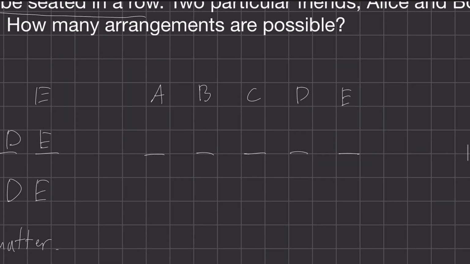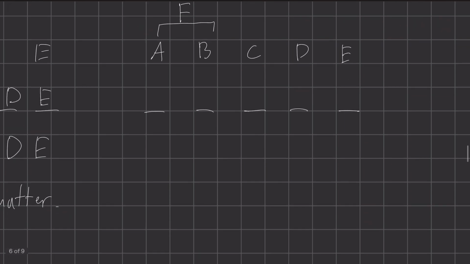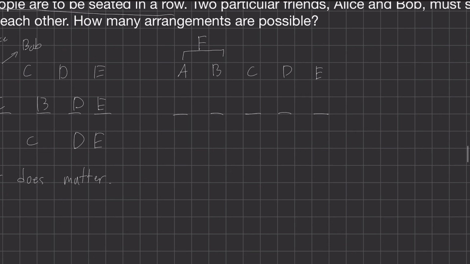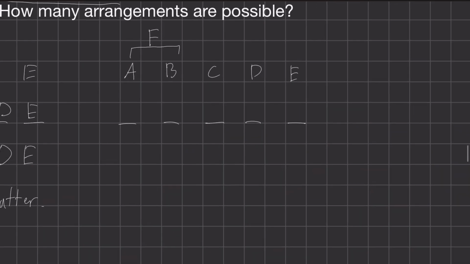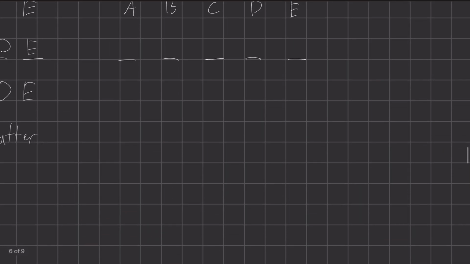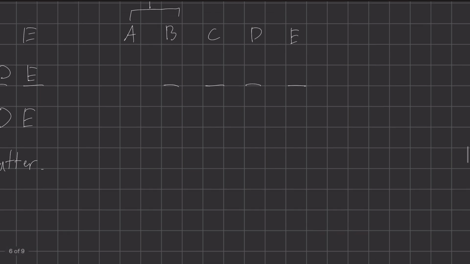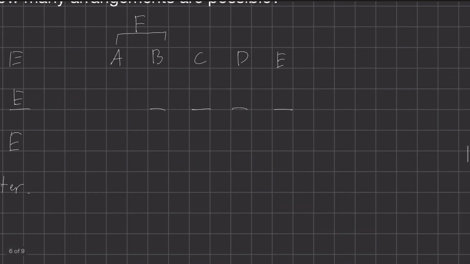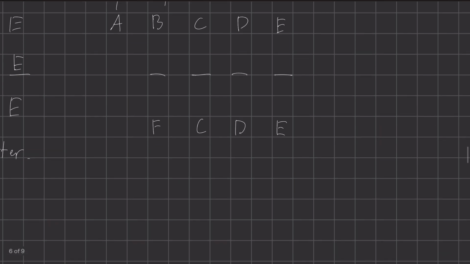We can actually treat this A and B as one element. We'll call it F. If we treat A and B as one element, we can do that because A and B is always together. And if A and B is always together, now this is the same thing as if there's 4 spots. Delete that. Now we have 4 spots, but now our elements are F, C, D, and E. And now the question becomes, how many different arrangements can you form with 4 different objects?